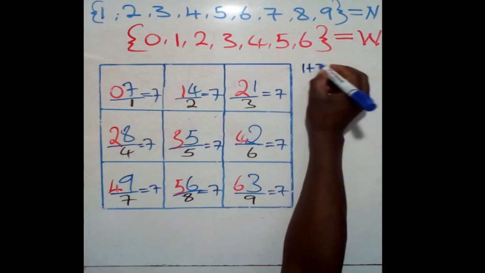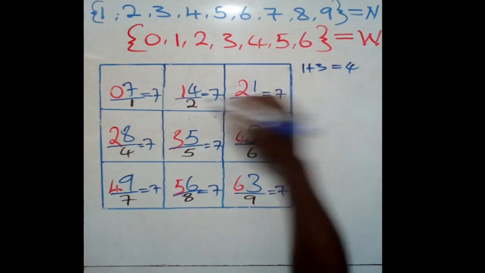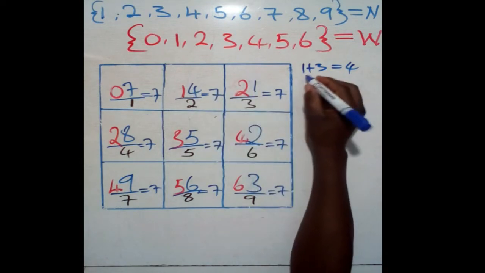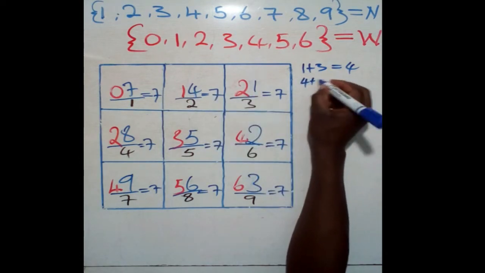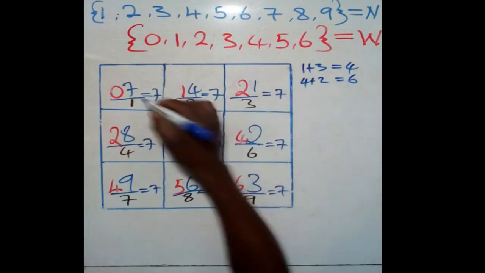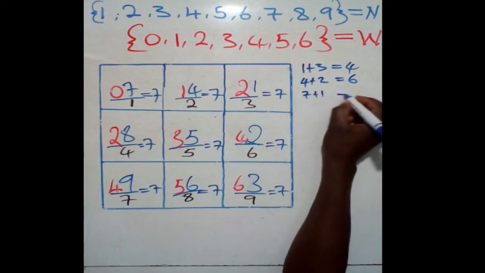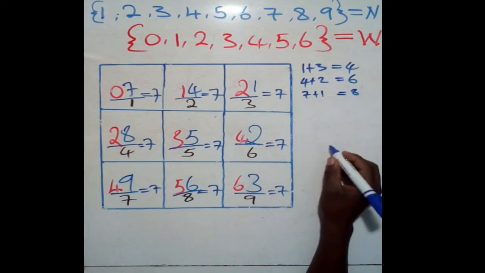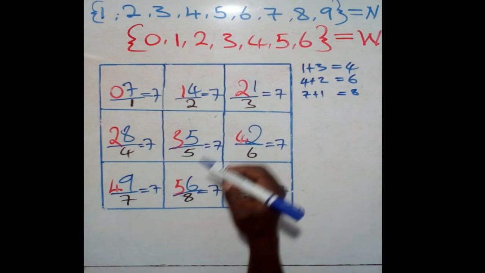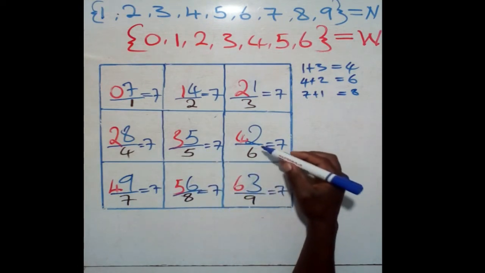1 plus 3 equals 4. This is an even number. 4 plus 2 equals 6. This is an even number. What about 7 plus 1? 7 plus 1 equals 8. What about 2 plus 6?